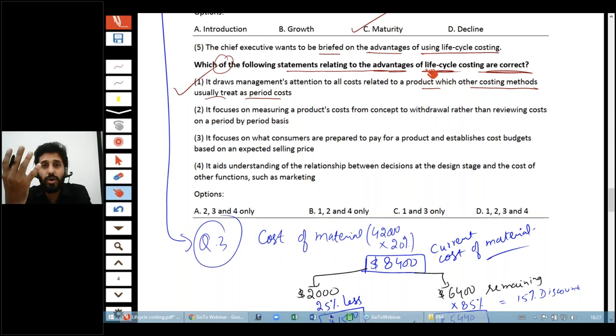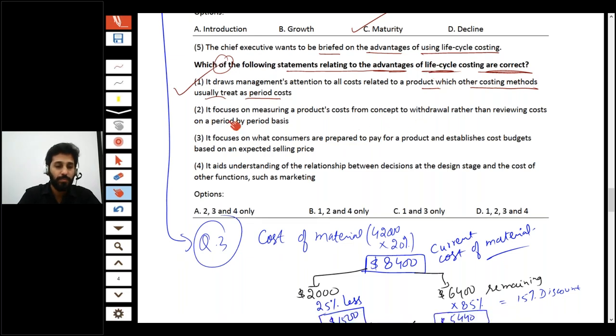Let's say there is a fixed cost, and fixed cost is a periodic cost in marginal costing. But lifecycle costing is saying that this is a product cost. So all the costs are included in the lifecycle. All right. So this is the correct statement. Number two, it focuses on measuring the production cost from concept to withdrawal.